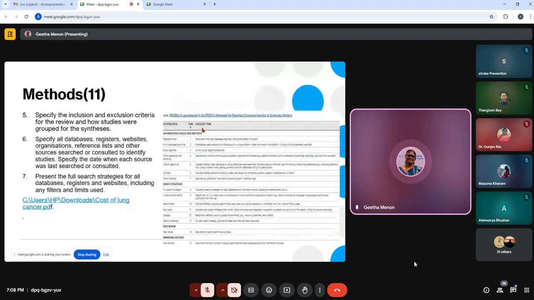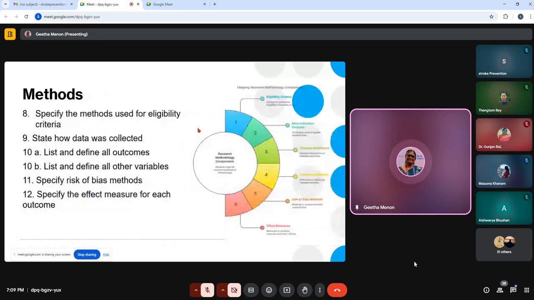systematic review. Then the methods should include the inclusion-exclusion criteria, the databases, the registers, the websites, the reference lists, the date of search, and the full search strategies. The method section should also have the eligibility criteria, the data collection methods, all the definitions of the outcomes and the other variables included, the risk of bias methods should be reported, and the definition of the effect measure that is used for defining the outcome should be clearly written.